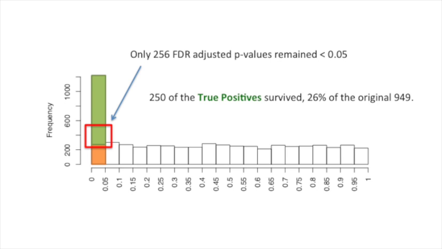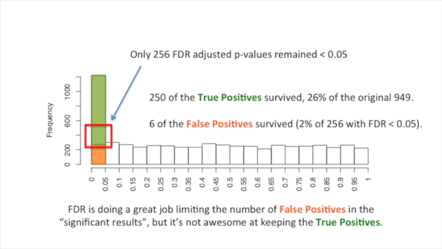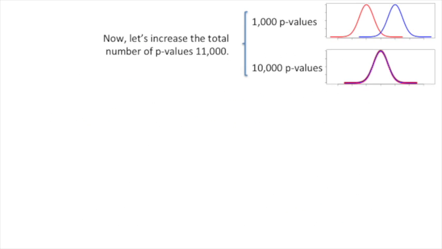250 of the true positives survived. That's only 26% of the original 949. 6 of the false positives survived. That's 2% of the 256 with edgeR values less than 0.05. edgeR is doing a great job limiting the number of false positives in the significant results, but it's not awesome at keeping the true positives.